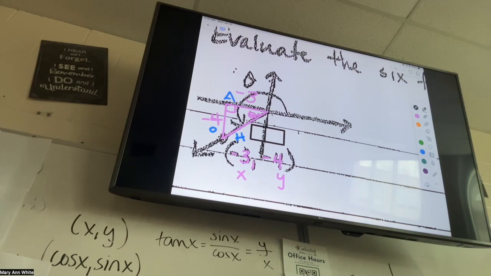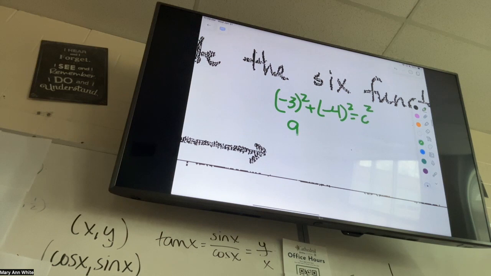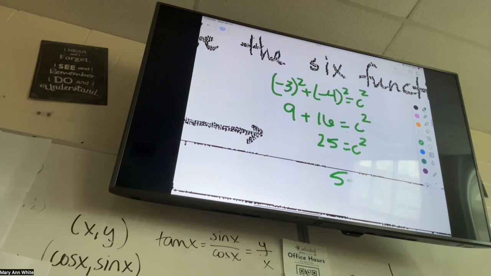Okay, so I'm going to do my a squared plus b squared equals c squared over to the side. You don't necessarily need those parentheses, but you do need to know that -3 squared is not -9, it's +9, and -4 squared is not -16, it's +16. 9 plus 16 is 25, and so c is just 5.